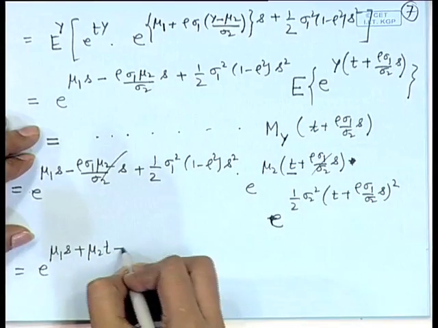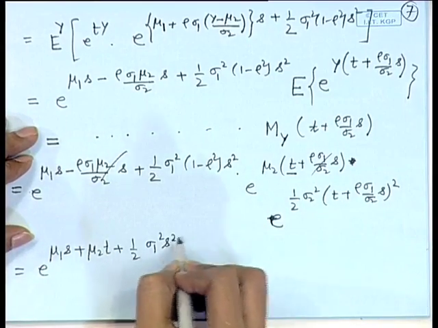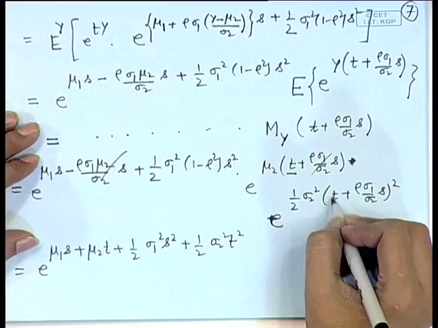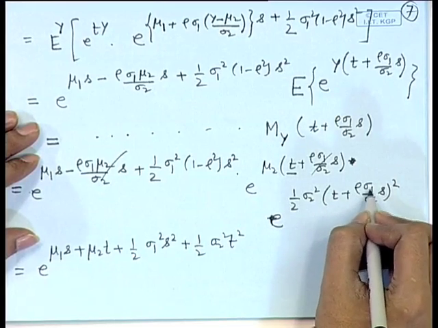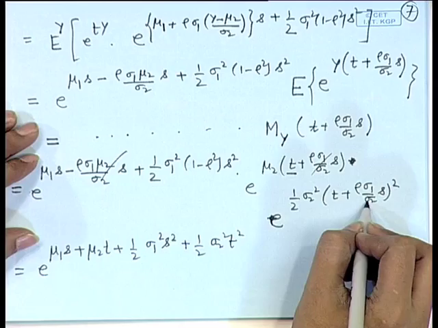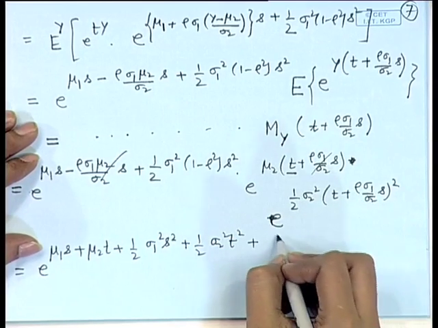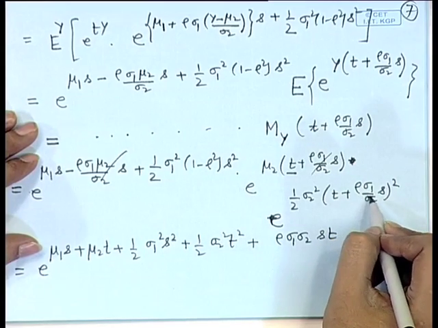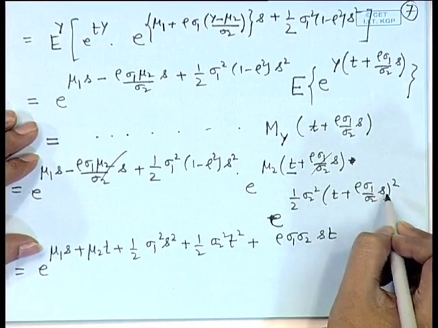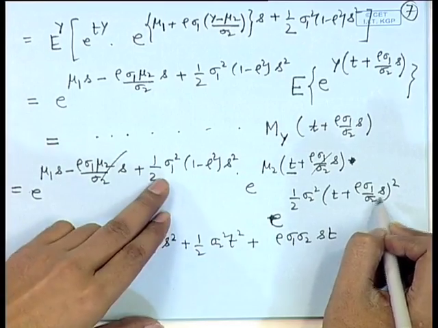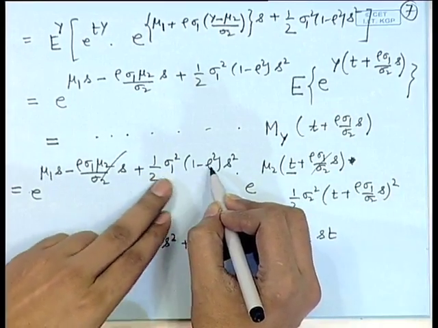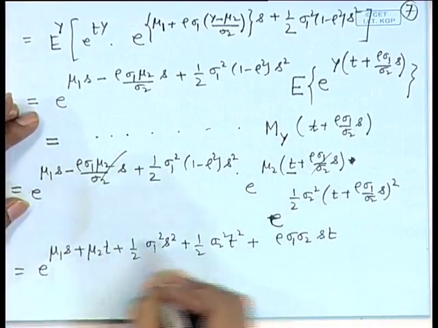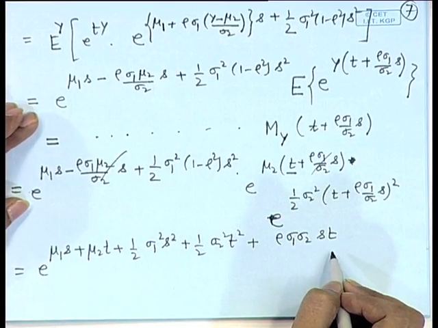Then we have half sigma 1 square s square and half sigma 2 square t square. Now, when we take the square here, it becomes twice rho sigma 1 by sigma 2 s t. So, with sigma 2 square, you will get plus rho sigma 1 sigma 2 s t, and the square term here, rho square sigma 1 square s square with a half, will get cancelled with minus half sigma 1 square rho square s square. So, we are left with this term as the MGF of the bivariate normal distribution.